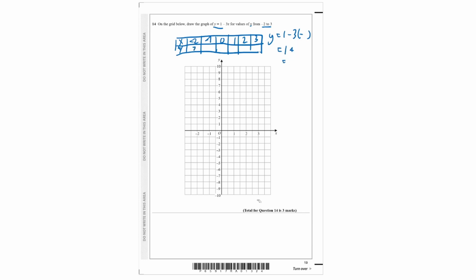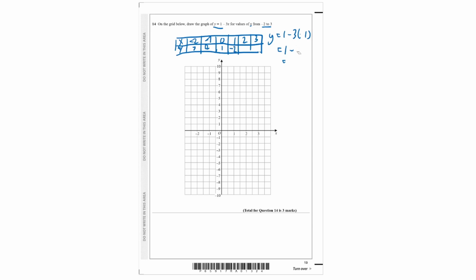Moving on, we have negative 3 times negative 1 gives us positive 3. So we get 4. Moving on, we have 0. 3 times 0 is just 0. So we get 1 plus 0, and that's 1. Now we have 1. Negative 3 times 1 is negative 3. So we get 1 minus 3 is negative 2.